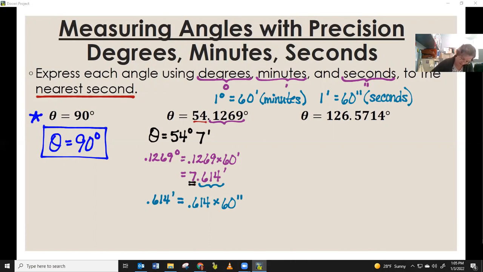Go ahead and type that into your calculator. Like I said before, cell phone calculator is fine. Type that into your calculator and then tell me in the chat what you get. Thank you, Brendan. You got 36.84. That is seconds. We said we were supposed to round this to the nearest second. So what would I want to round this to? Round it to 37 seconds. Absolutely.